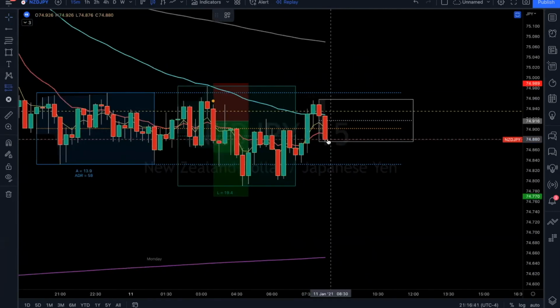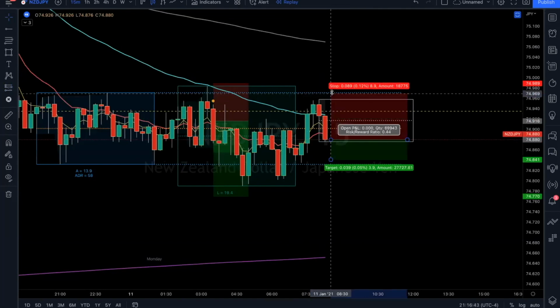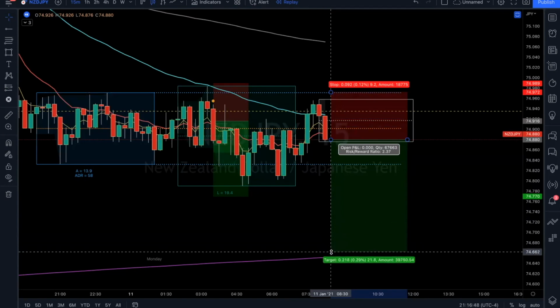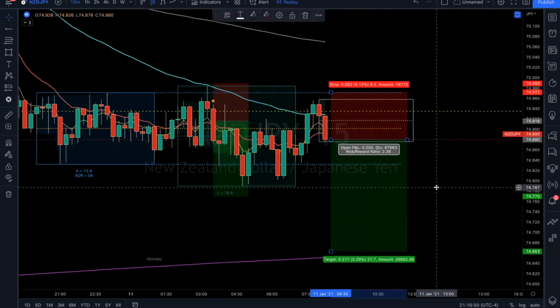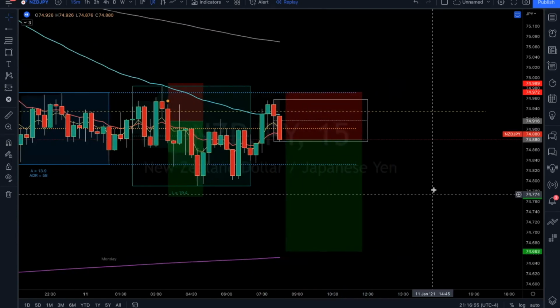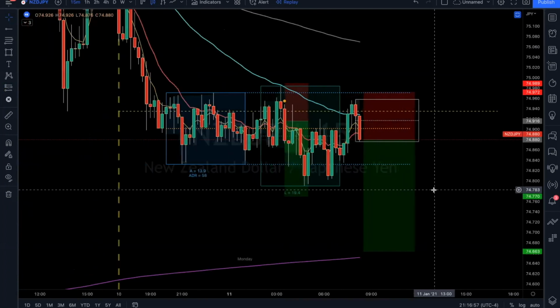The question is, if you could take this to the 800, that's close to 2.5 on that. Would anybody have looked at this as a possible trade? Possibly, because you have the 50 also stopping price from breaking out of that. Yeah.